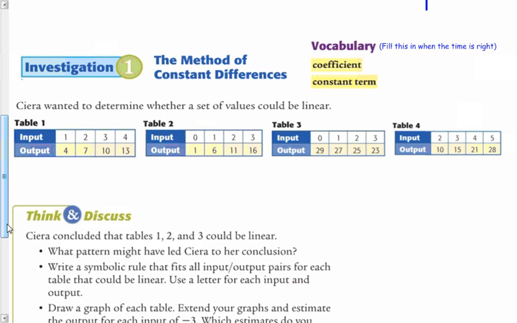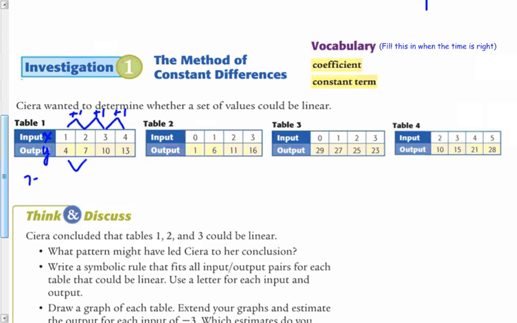First, I'm going to look at the inputs. Inputs we can think of as the x values, and outputs the y values. So here we have a table, and our input values are going up by 1, so plus 1 every time. That's kind of convenient. So all we have to do to see if this is linear is make sure that our outputs are going up by a constant.